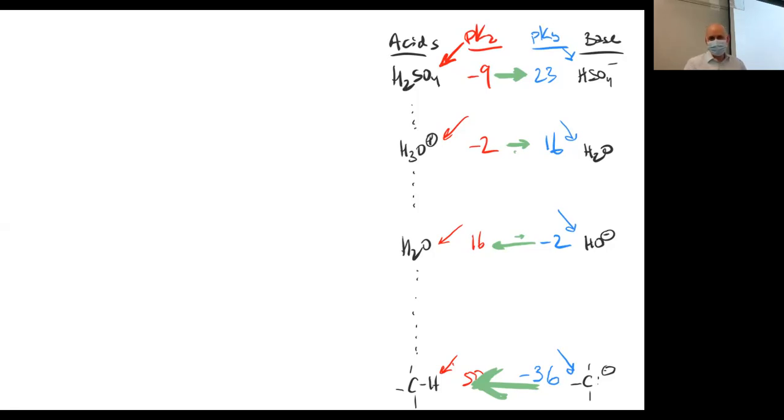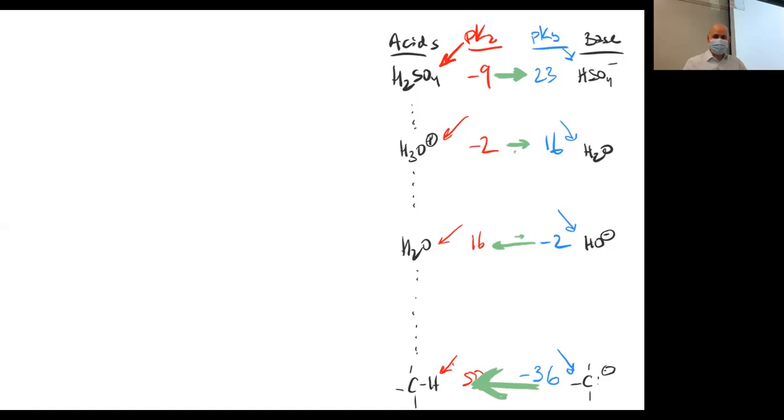So just kind of looking at these things, we can see that hydroxide is a strong base, really wants to react. It has a negative pKb in the same way that H3O plus is a really strong acid. It has a negative pKa. Sulfuric acid is a strong acid. It has a very negative pKa.